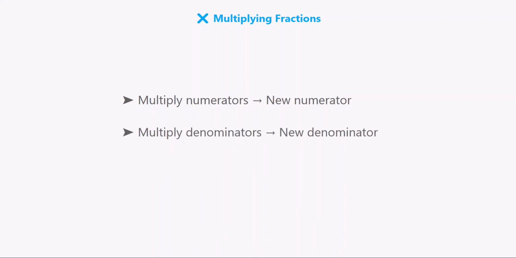Multiplying fractions is super easy once you know the rule. Rule 1. Multiply the numerators together. Now, Rule 2. Multiply the denominators together. Let's do an example together to see it in action.